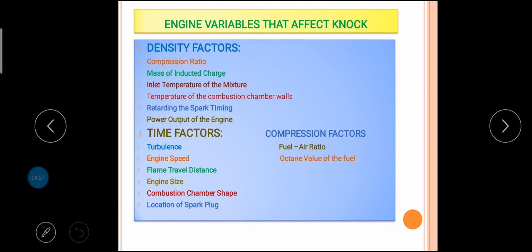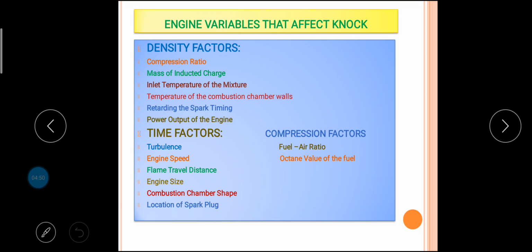Compression ratio. Compression ratio of an engine is an important factor which determines both the pressure and temperature at the beginning of the combustion process. Increase in compression ratio increases the pressure and temperature of the gases at the end of the compression stroke. This decreases the ignition lag of the end gas and thereby increases the tendency for knocking.